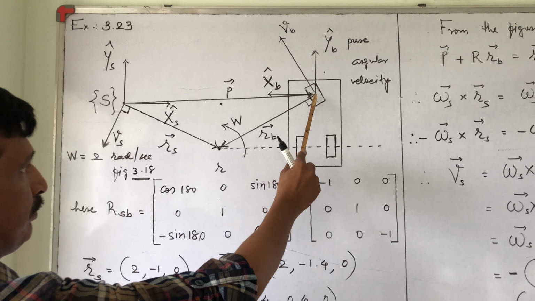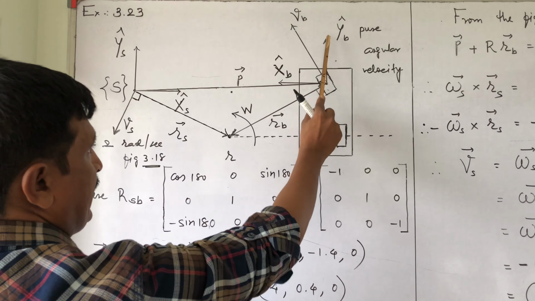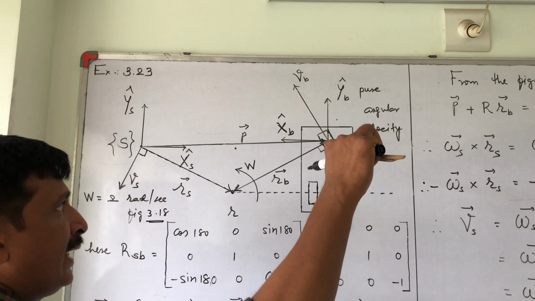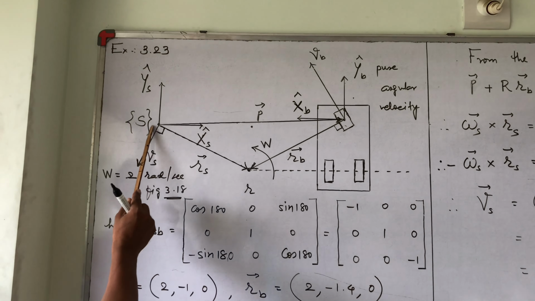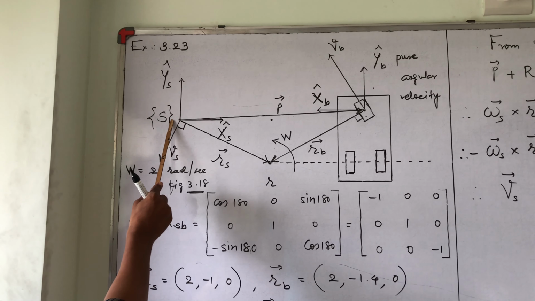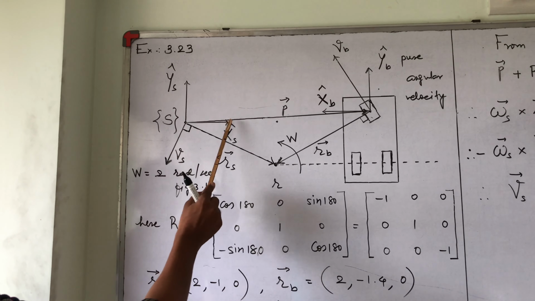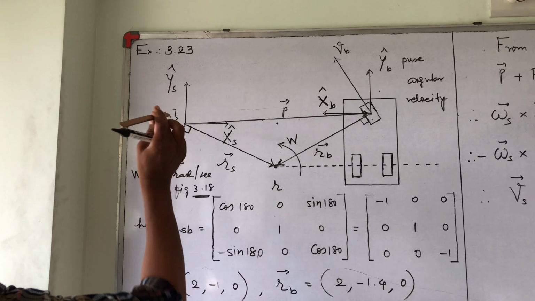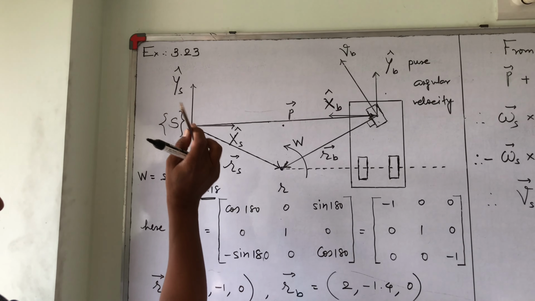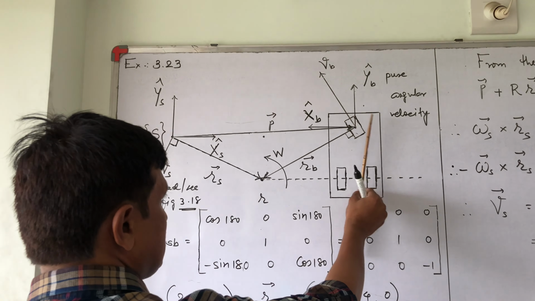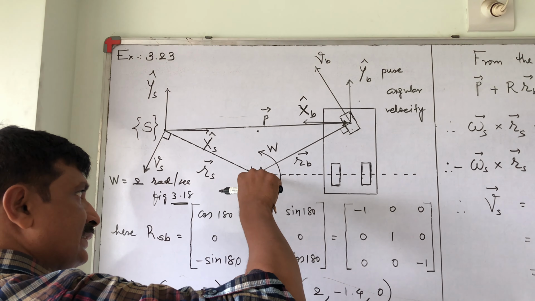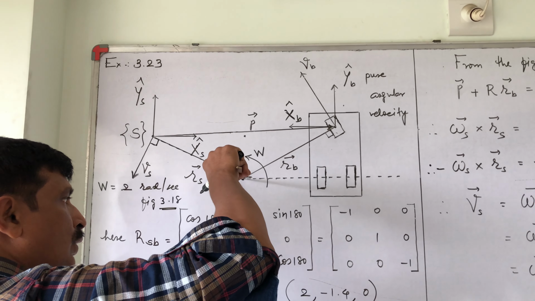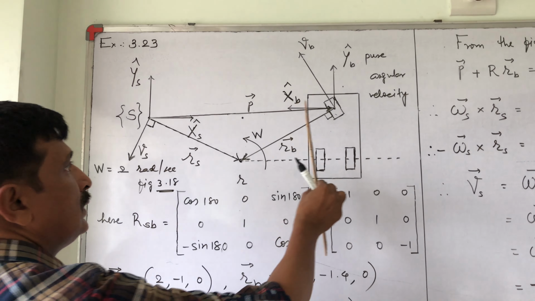This is body frame, XB cap, YB cap, and ZB cap going into the plane of board. This is fixed frame, ground frame. XS cap, YS cap and ZS cap is coming out of the plane of board. This motor car is rotating around this axis, perpendicular to the plane of board, this way.